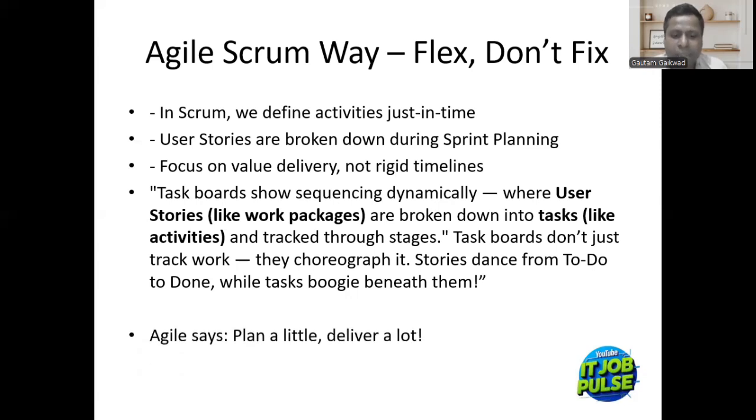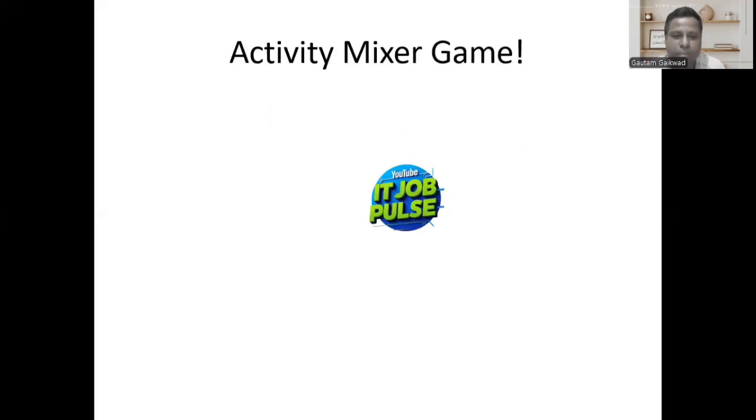Agile says plan a little, deliver a lot. So in waterfall, we plan a lot and we deliver as per the plan. So in Agile, we plan very little. And because we are planning little, we can change our plan, we can modify our plan. And through the Agile Scrum framework, we want to add value. We want to deliver quality. Okay. So that is where the difference between Agile and Scrum is.